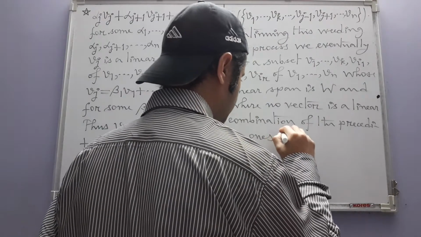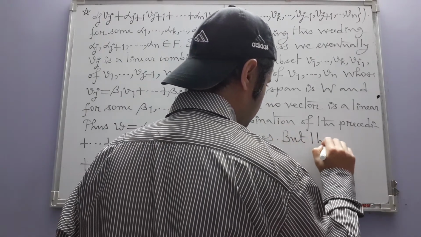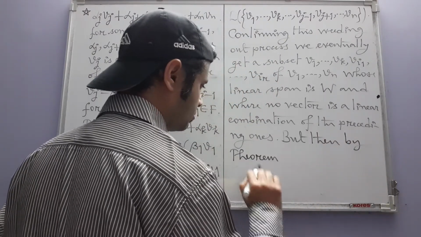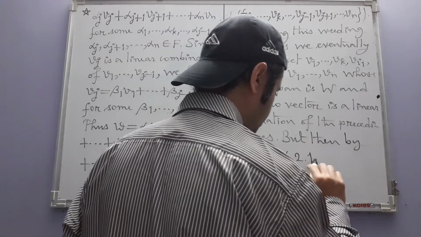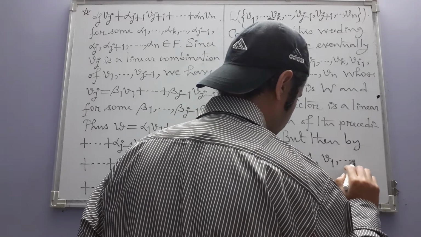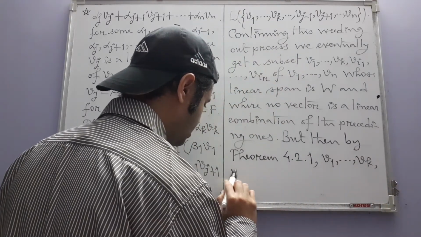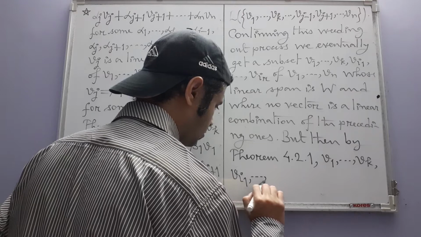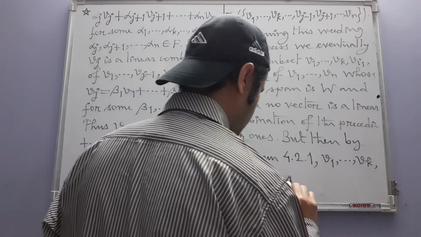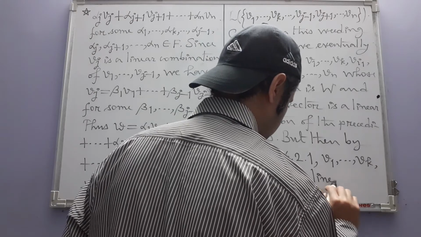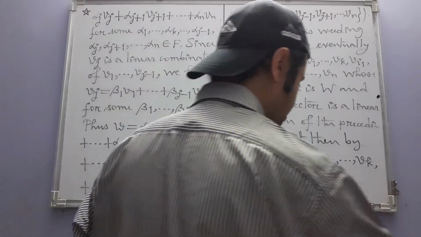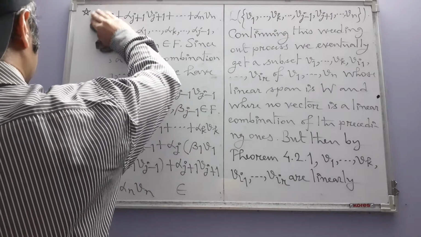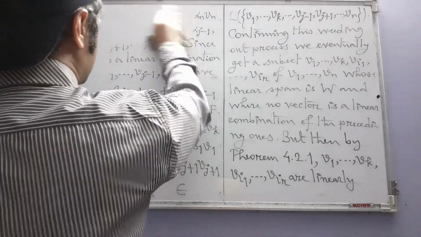But then by theorem 4.2.1, the vectors in our final set are linearly independent. So once we understand how that is the case, the proof is over.